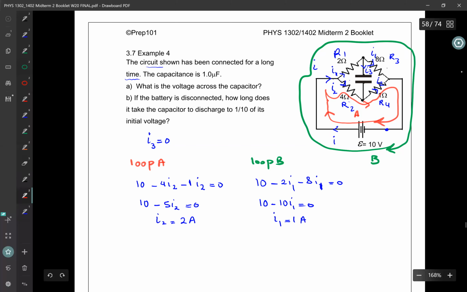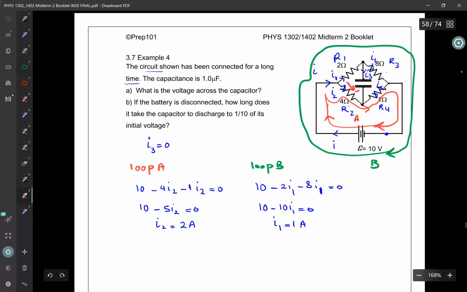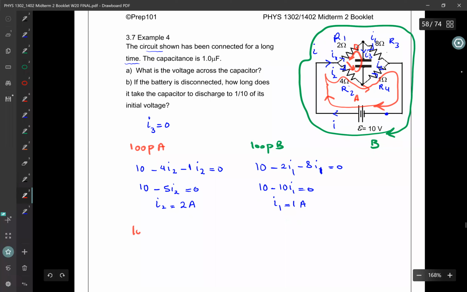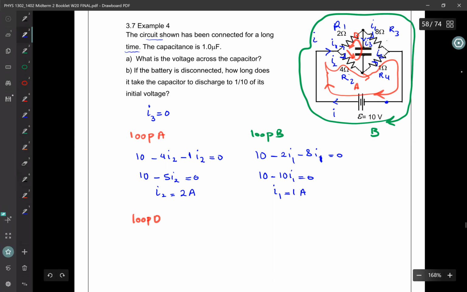I'm going to create another loop. The loop that I will pick, you could do your loop like this. Now you could just go like this. So the loop is this inner loop. You can call it loop D. And for loop D, you're going to use the loop rule again.